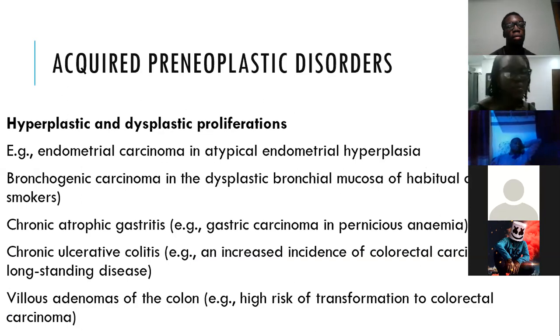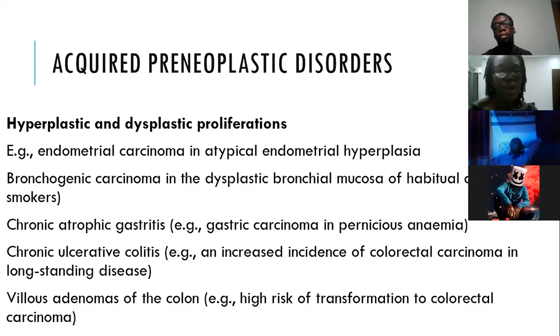So an example is somebody who smokes. When the person smokes, they cause metaplastic change within the epithelium of the respiratory system, and then it can lead to change in the way the epithelium is, and eventually lead to cancer. Or a patient who has ulcerative colitis or atrophic gastritis can end up with carcinoma of the stomach lining.